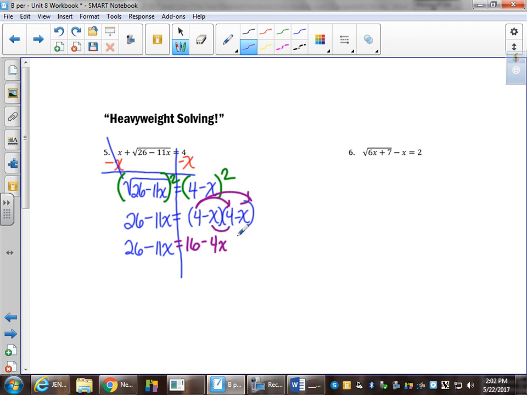Nowhere else to send arrows in the top. Let's send arrows in from the bottom. Negative x times 4 is negative 4x. And then negative x times negative x. Negative times negative is positive x squared. 26 minus 11x is still on the left side. Let's write standard form right away. So if I'm writing standard form, what would come first? X squared. And then combining like terms, negative 4x minus 4x is negative 8x. And then last but not least, plus 16.